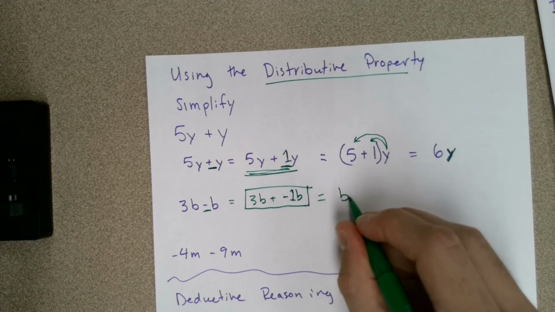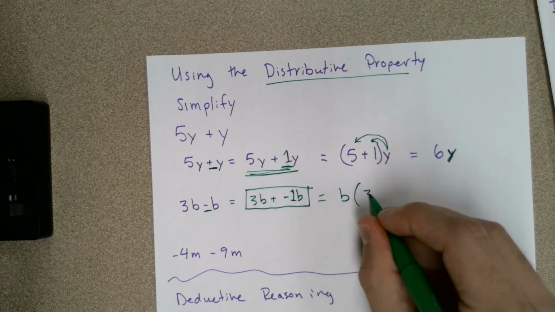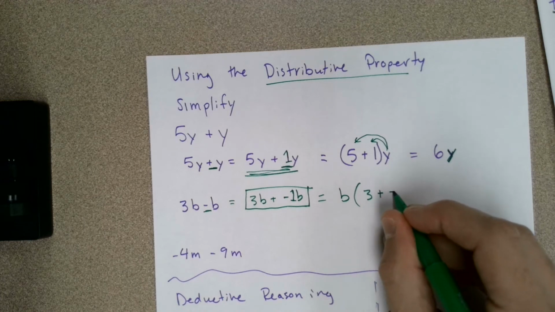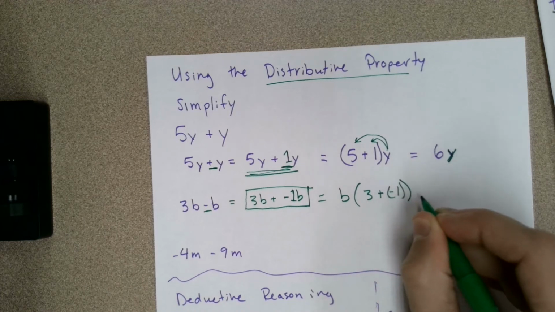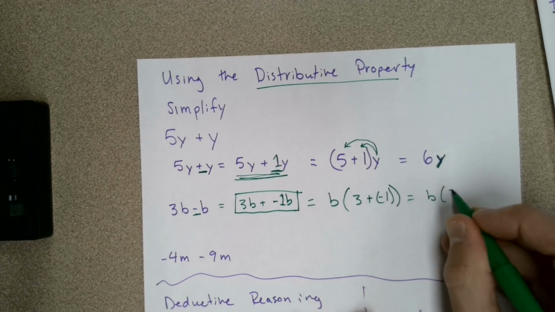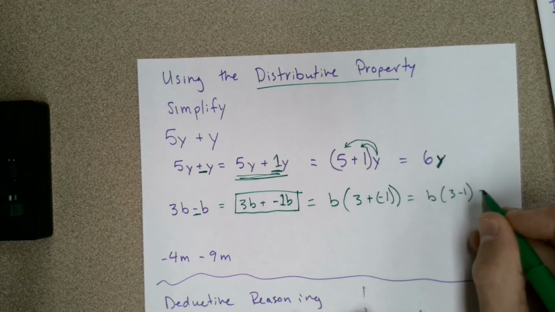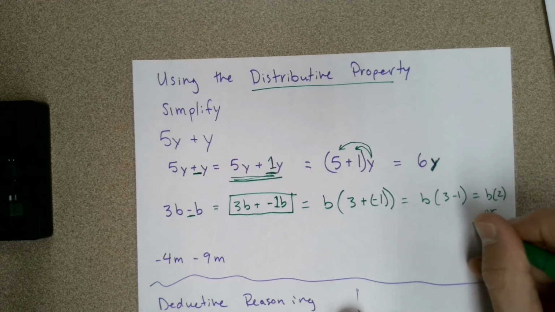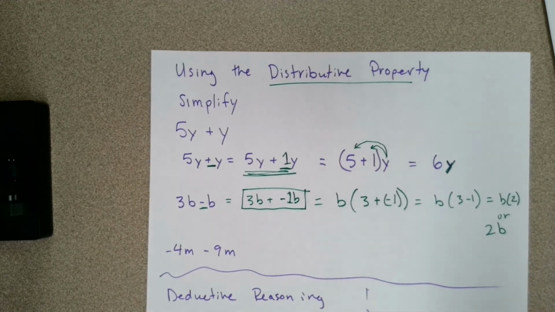I'm going to pull out the b and make it 3 plus, actually, we'll do negative 1. I know I got those doubles there, and I can rewrite that as b times 3 minus 1, and I can rewrite that as b times 2, or 2b.